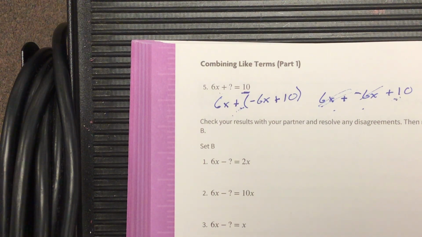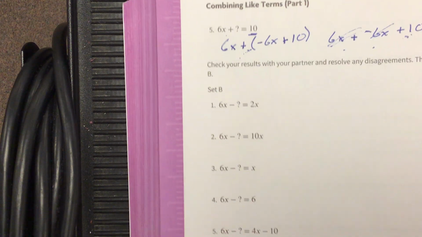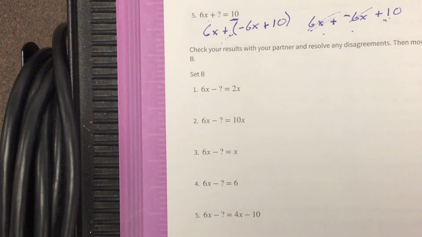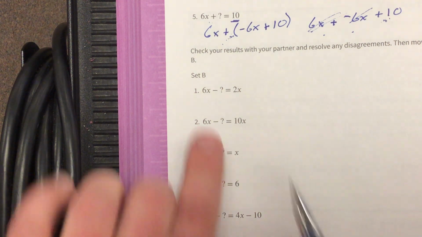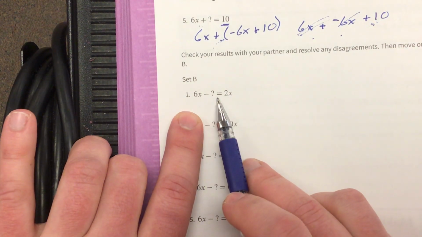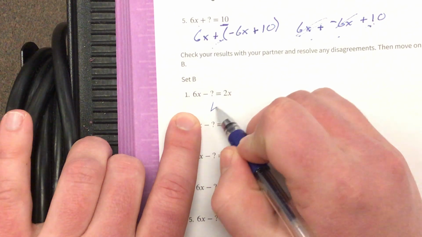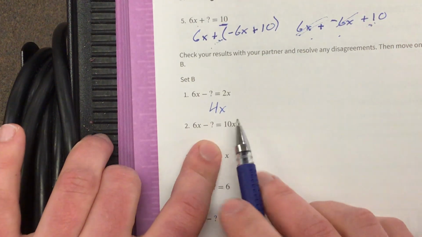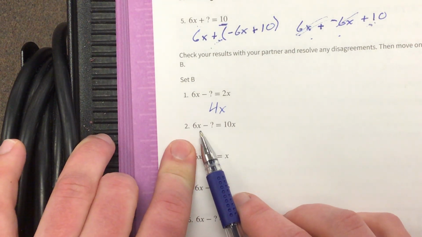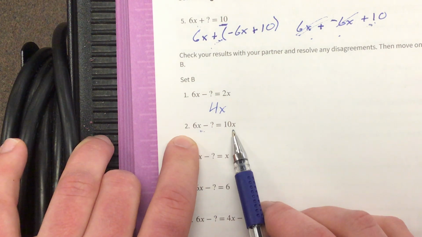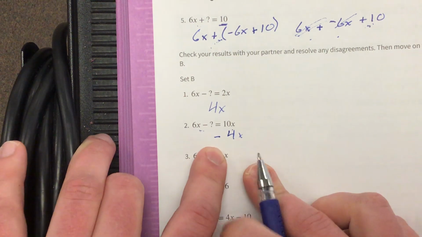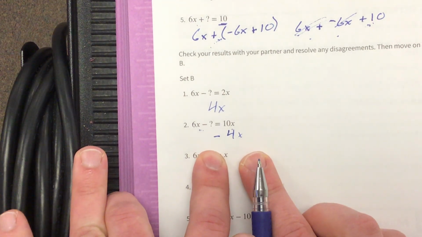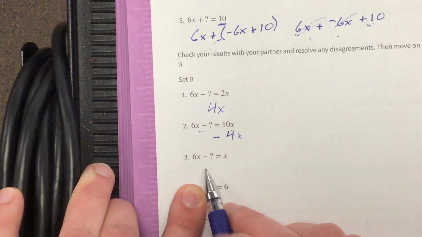All right. You guys want to get back to your spots? We can go over them as a class. Okay, I think these first three were pretty easy. We all looked like we did okay on those. So 6x minus what equals 2x? 4x. All right, 6x minus 4x equals 2x. How about 6x minus what equals 10x? Negative 4x, because then we'd be subtracting a negative, and we'd be adding, so 6x plus 4x equals 10x.